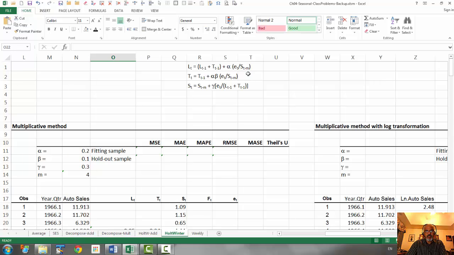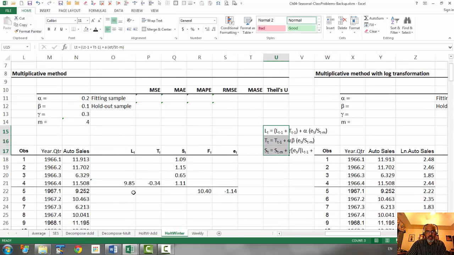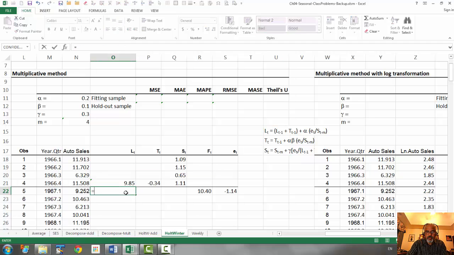Smoothing formulas, okay, right here. Okay, let's move the smoothing formulas down here so we can see them, and we can move them back. So first one will be the previous L plus the previous T plus alpha, you need to absolute reference that, times the error value divided by the seasonality, okay, from the previous cycle of the same season.